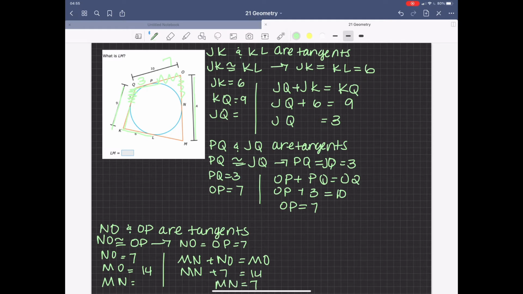So lastly, I know that LM is going to be congruent with MN. So LM will equal 7.